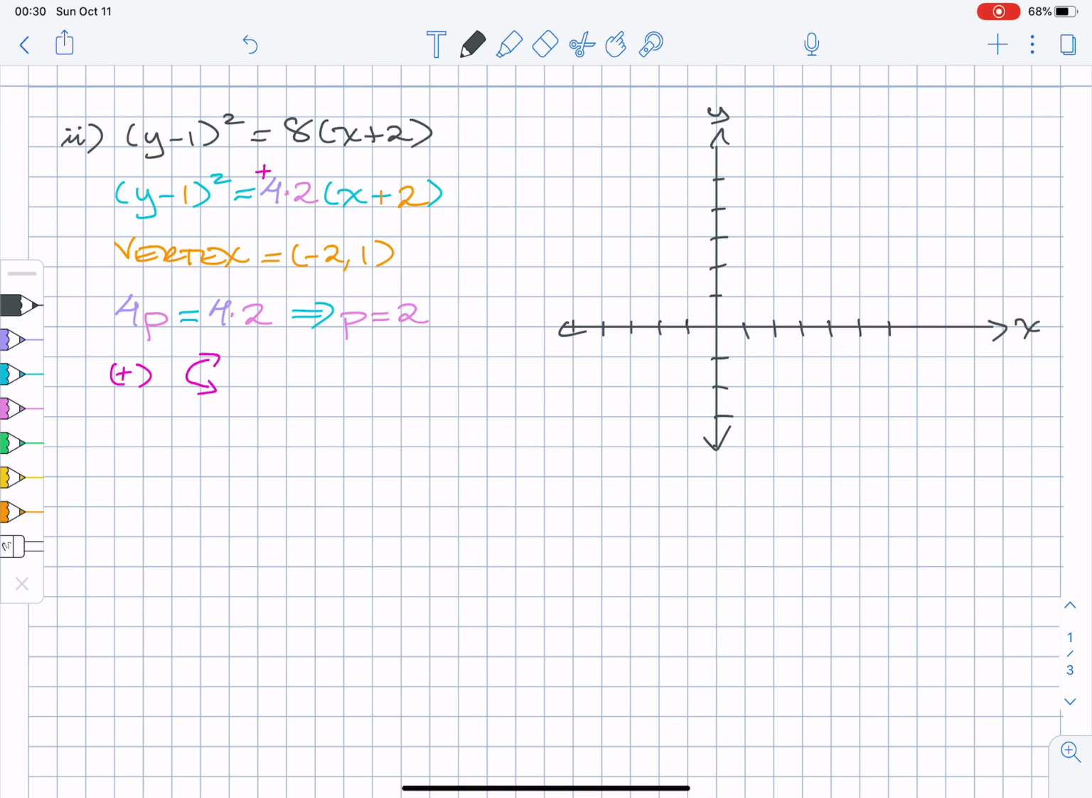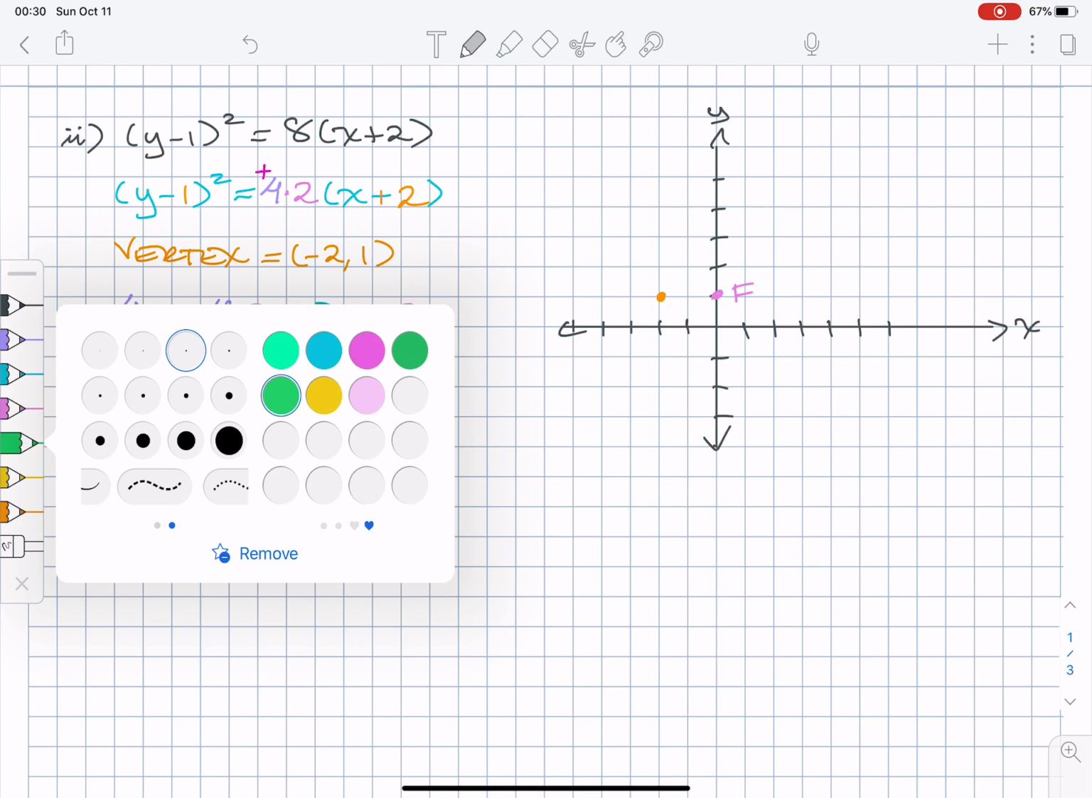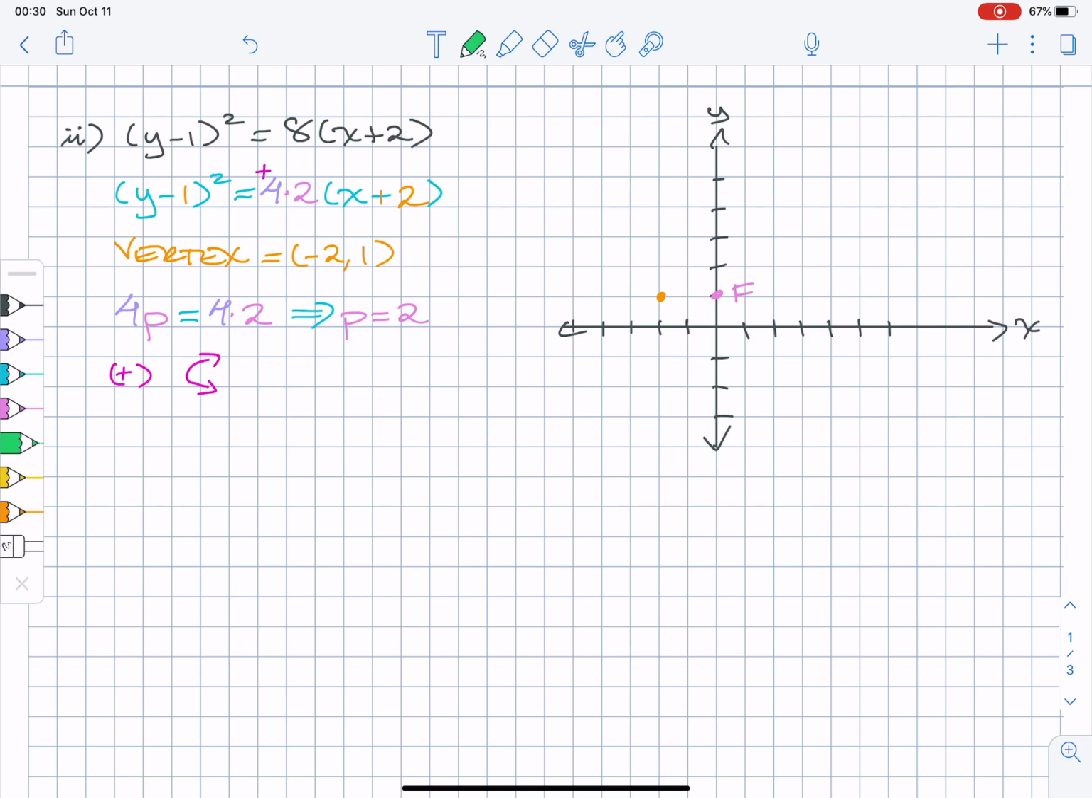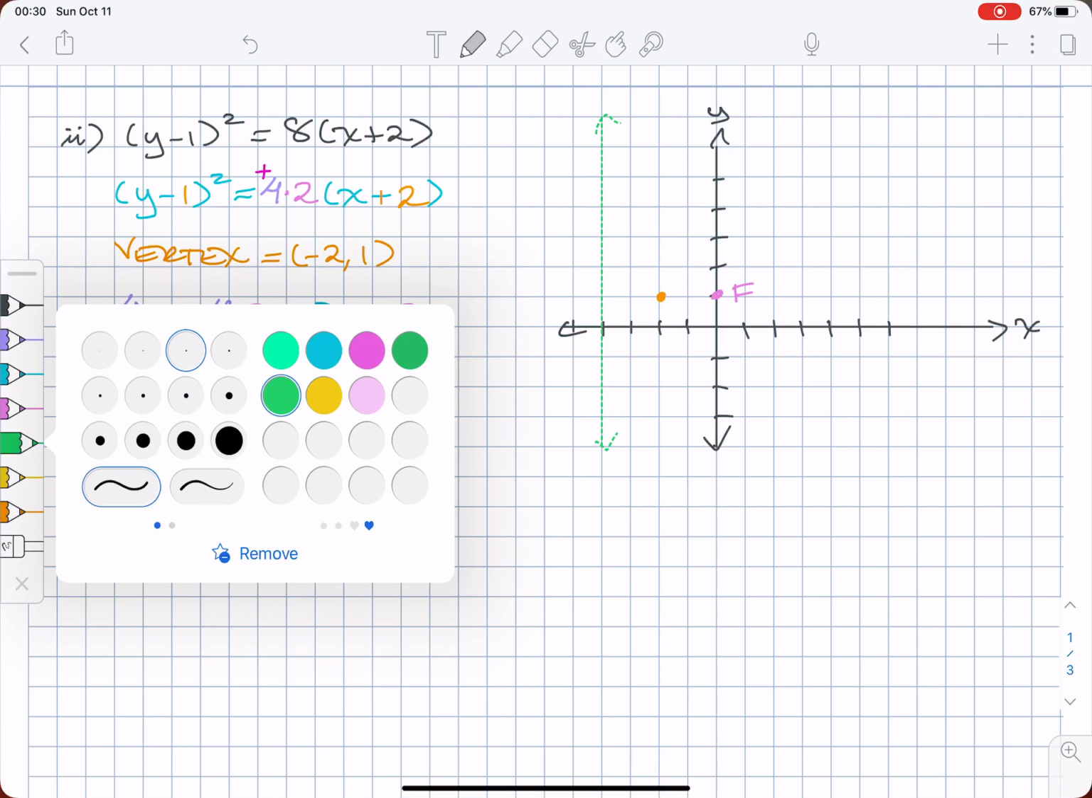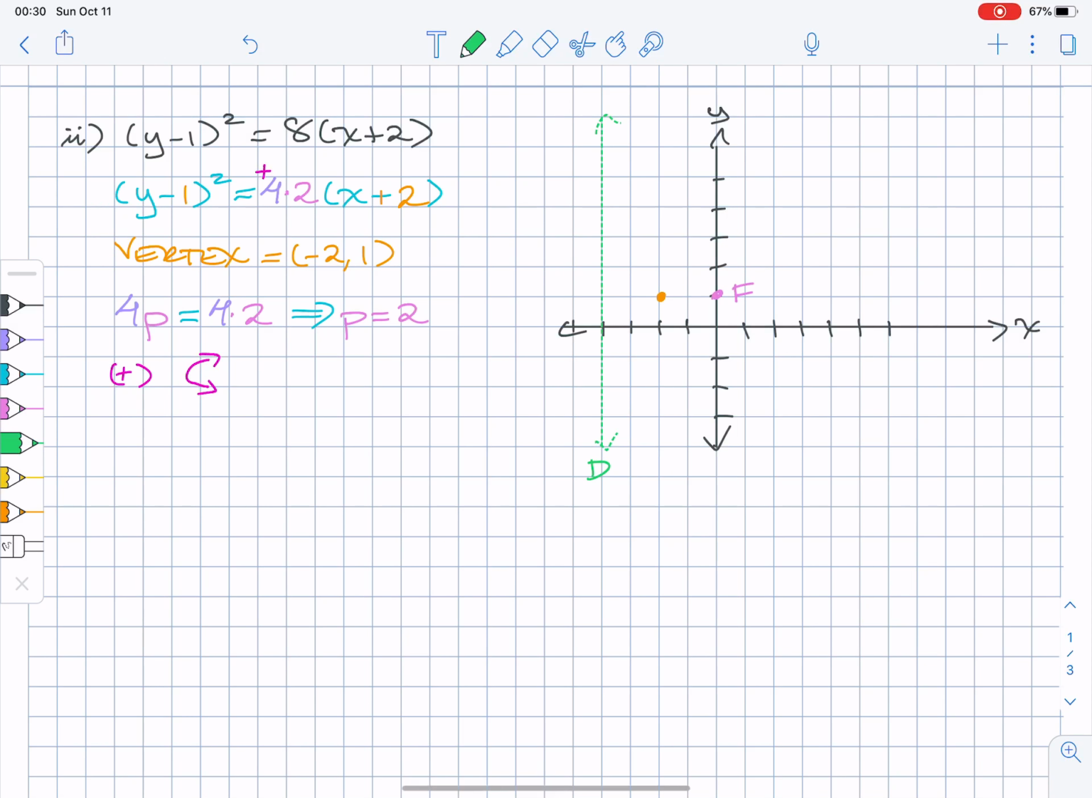Okay, so I know my vertex is at -2, 1. I know that I'm opening to the right, so my focus is going to be 2 to the right, and my directrix D will be 2 to the left. And I always open away from the directrix, meaning the line is going to, well, let's see.